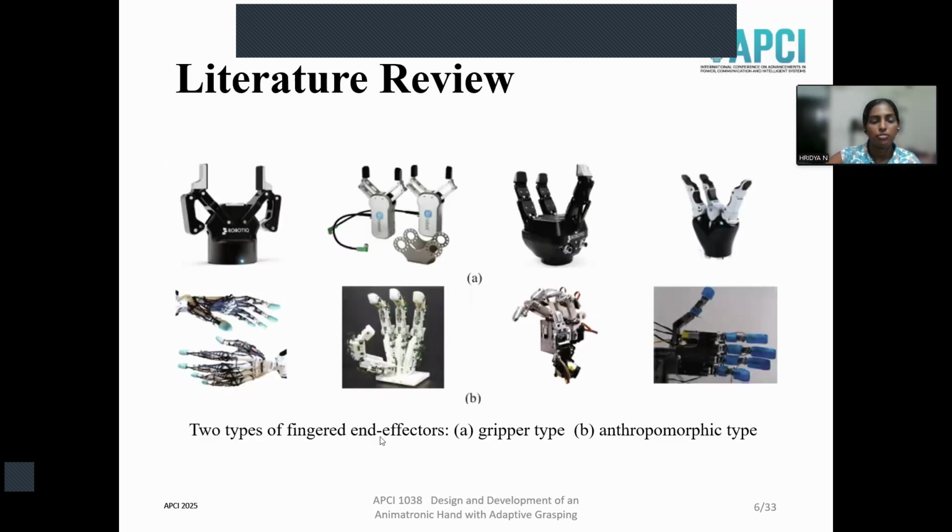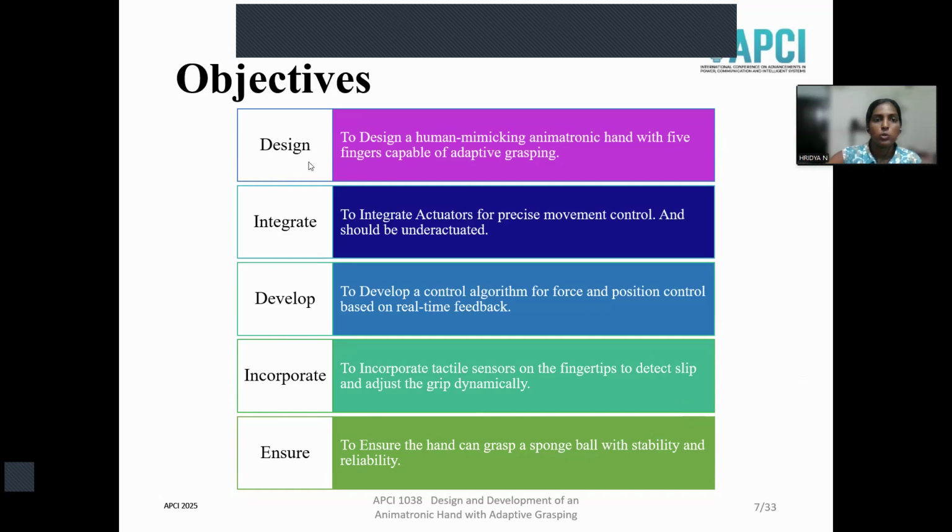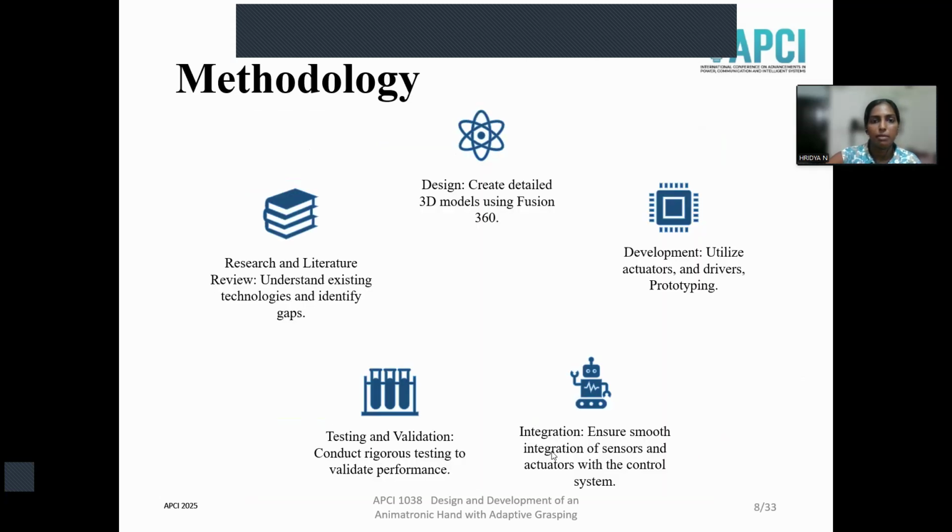So these are the two types of finger end effectors. Fewer than three fingers means gripper type, and more than three fingers means anthropomorphic type. We are using the anthropomorphic type here. The objective is to design a human-mimicking animatronic hand with five fingers capable of adaptive tasking, to integrate actuators for precise movement control, to develop a control algorithm for force and position control, to incorporate tactile sensors on the fingertips to detect slip and adjust the grip dynamically, and to ensure the hand can grasp a sponge ball with stability and reliability.